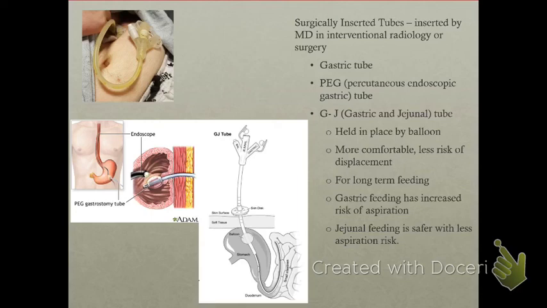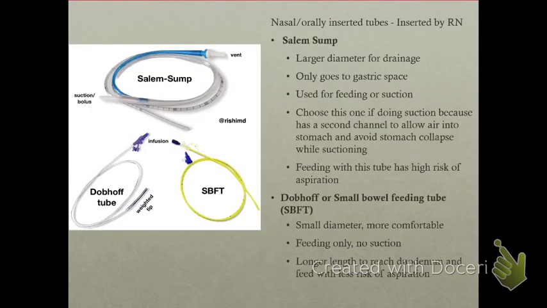This is just for your knowledge, because we're not putting them in, except we would put these in, and we may decide based on our patient which one to put in. They're going to say just drop a feeding tube. Which one do you pick? If you think you're going to have to suction your patient, you pick the sump. If you don't think you're going to have to suction your patient, you think you're just going to be feeding your patient, then a small bowel tube is appropriate.